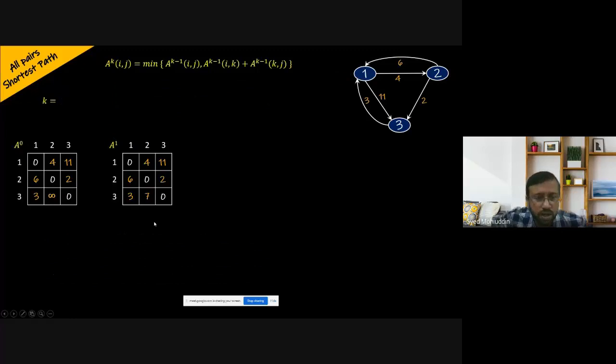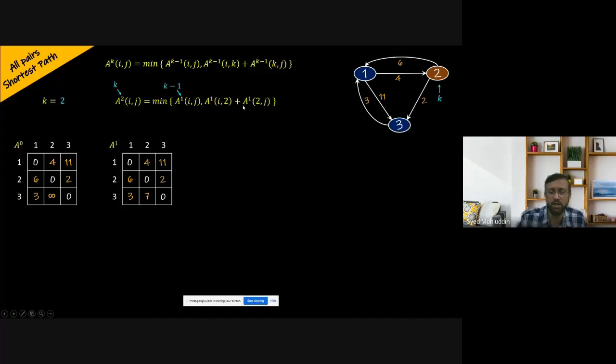So instead of infinity, we fill up this value as 7. This is how, taking 1 as the intermediate vertex, we are able to compute the all pairs shortest path. Now comes taking vertex 2 as the intermediate vertex. We now have to compute A of 2 for all vertices i, j: the minimum of A of 1 of i,j, and A of 1 of i,2 plus A of 1 of 2,j. So k becomes 2 over here. Taking 2 as the intermediate node, we have to compute all the paths from vertex i to vertex j.